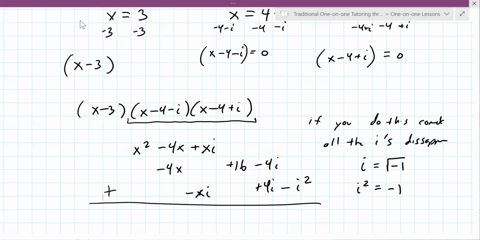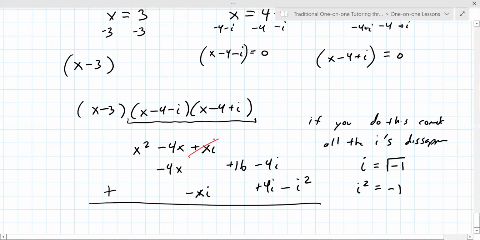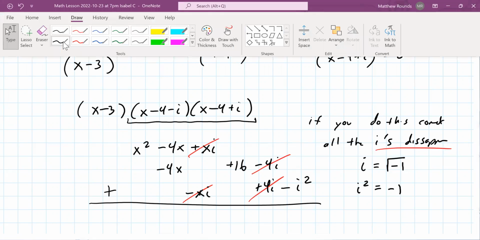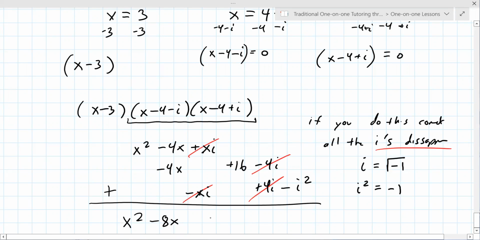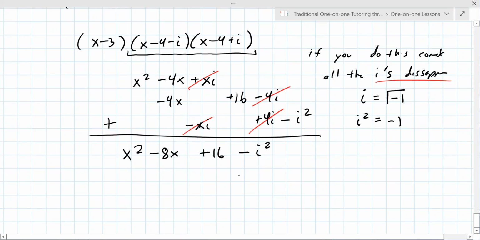When you add vertically, you're going to see that the xi cancels the minus xi, and the minus 4i cancels with the positive 4i. That should always happen. That's what I mean by the i's disappear. Your sum at the end is x squared minus 8x plus 16 minus i squared. You might say, hey, I thought all the i's cancel. Well, i squared is -1, so it's minus a -1, and it becomes a number.